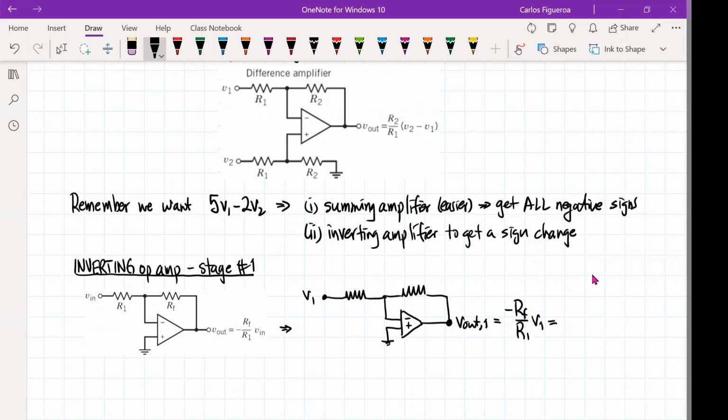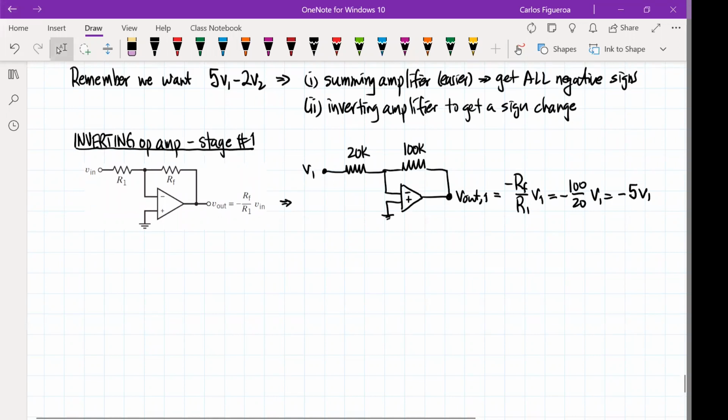So what I need is to set the scale of RF and R1 to equal 5. So what am I going to do? I'm going to set this one to be 100K, and I'm going to set this one to be 20K. So then you see here that I'm going to get 100 divided by 20, which gives me minus 5V1. So my first stage here was to get that sign change.